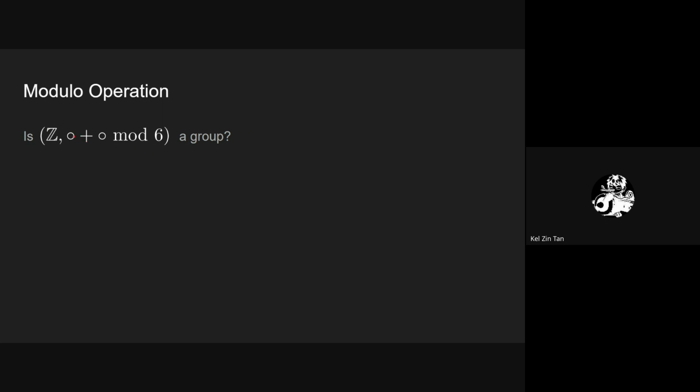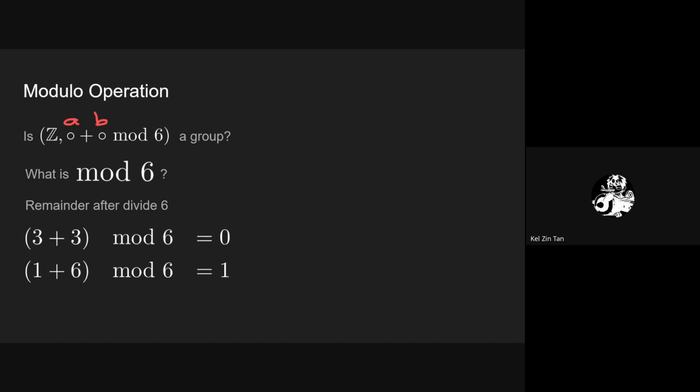Remember this notation. It means that I put any two elements here and then I do modulo 5, modulo 6. For those who don't know what modulo 6 is, it basically means the remainder after dividing by 6. For example, 3 plus 3 is equal to 6, and 6 mod 6 will be equal to 0. Then this will be 7, and 7 divided by 6 gives the remainder 1. More formally, you can take 7 divided by 6, this is 1, this is 6, and the remainder is 1. That's how you get the modular operation.